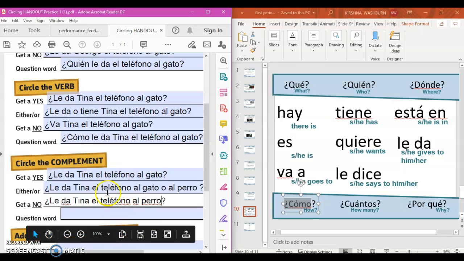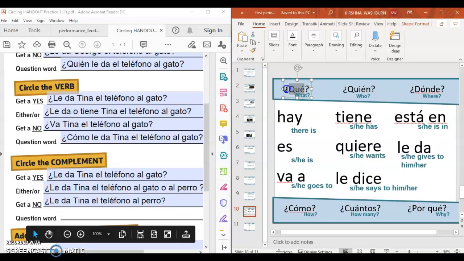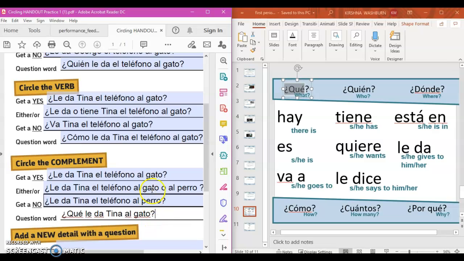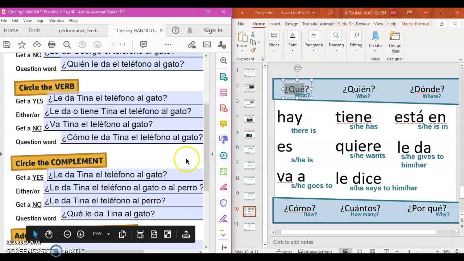That's fine. All right. And then for the complement, maybe we are going to ask, what gives Tina to the cat? To the dog, sorry. So we're going to say, qué, what, le da Tina al gato? I'm just going to take this and copy it. Qué le da Tina al gato? What gives Tina to the cat? All right. And that is it.